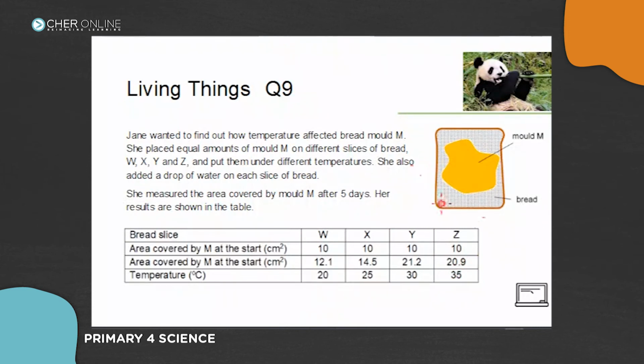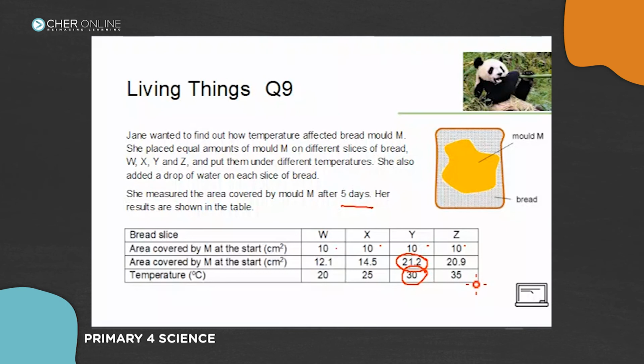Area at first covered was all 10. Can you see? Then what happened at the end? After 5 days. Which one grew the most? See? It grew the most. So which temperature is the best? 30 degrees. Got it? Okay.